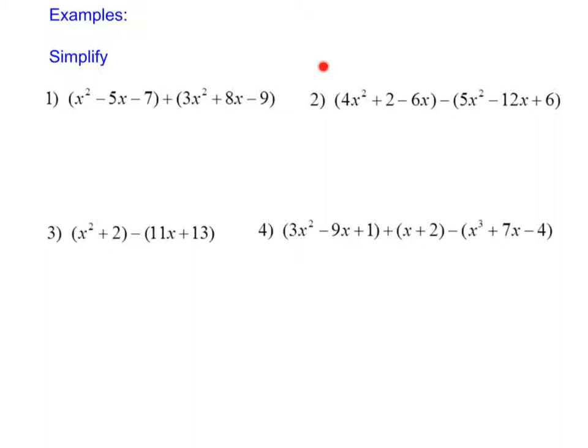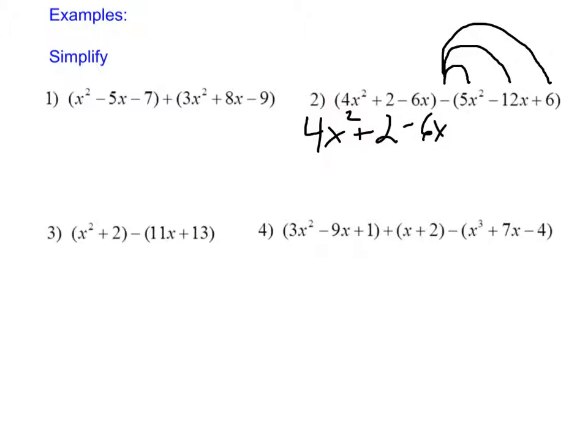Let me go ahead and do number 2 first, since I have this negative sign here. It will illustrate what the last rule was, that we should change the sign of everything. So here we go. I'm going to distribute this negative over to the 5x, which is positive, and it will now be what? Negative. The negative 12x will become positive 12x. And then finally the positive 6 should become minus 6. So to rewrite it, I have 4x squared plus 2 minus 6x minus 5x squared plus 12x minus 6. Kind of tight there, but it worked.